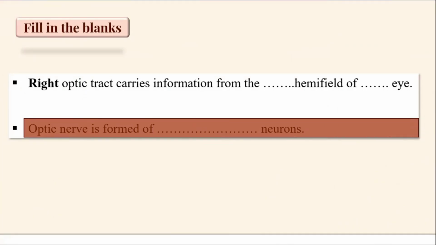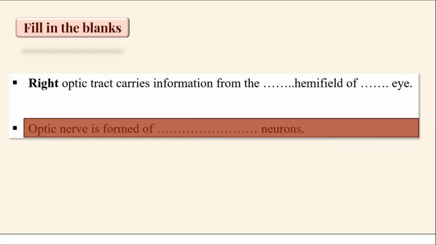It's fill in the blanks, and we covered this before in the previous classes. The first one: the right optic tract carries information from the blank hemifield of blank eye. So you can write in the chat the missing words. And when it comes to some topics like neuro or strabismus, it's very easy to get confused. So try to participate and try to answer this question.